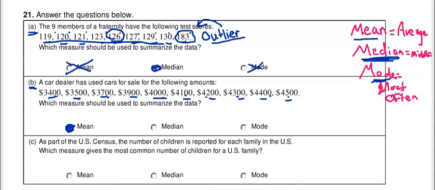And of course, C, we probably can figure out which one that one's going to be. As part of the U.S. Census, the number of children is reported for each family in the U.S. Which measure gives the most common number of children for a U.S. family?